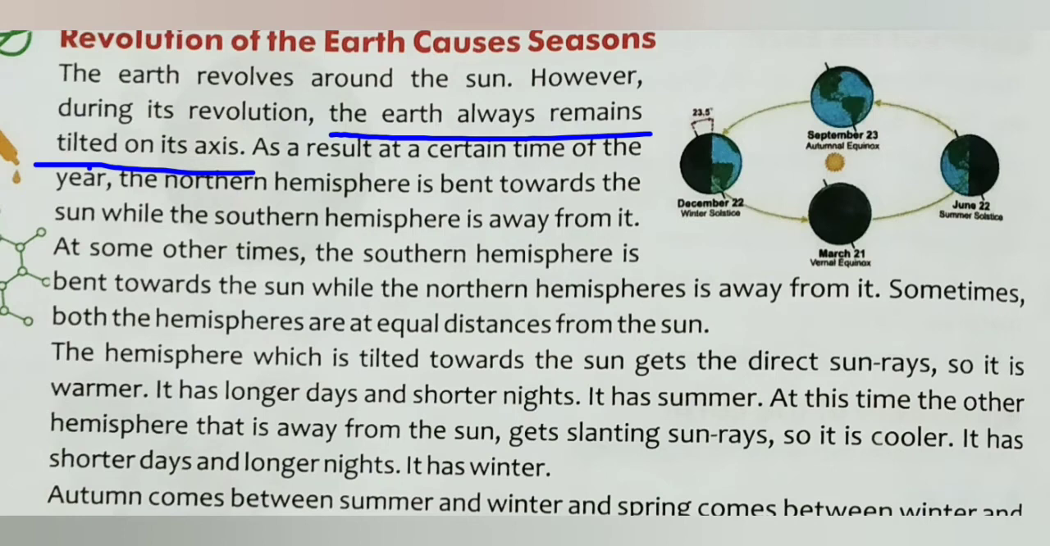बच्चों, tilted it means that थोड़ा सा झुका होना. You can see here this is the vertical axis, but it is a little bit tilted. That's why it is written here, the earth always remains tilted on its axis. So as a result, at a certain time of the year, the northern hemisphere is bent towards the sun, while the southern hemisphere is away from it.